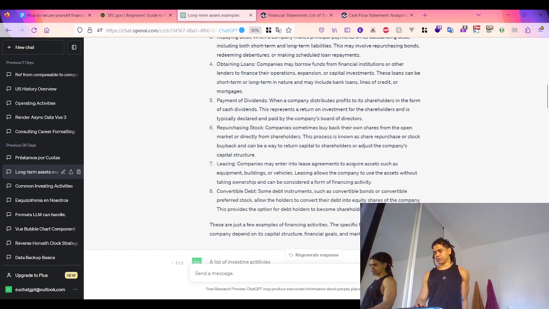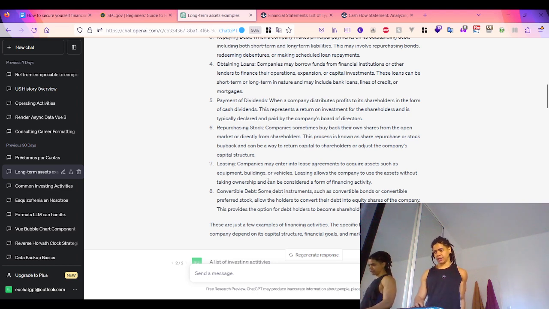Leasing is entering into a lease agreement to acquire assets such as equipment, buildings, or vehicles. It's an agreement. Leasing allows a company to use the asset without taking ownership and can be considered a form of financing activity.